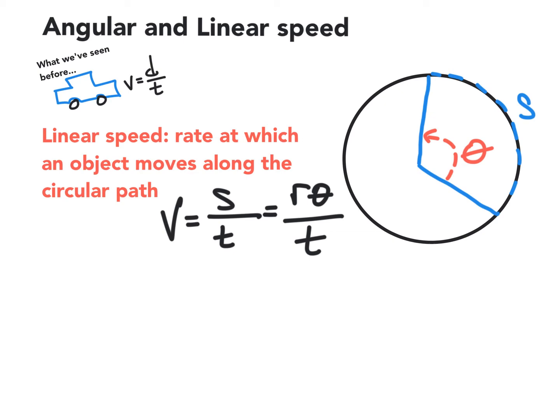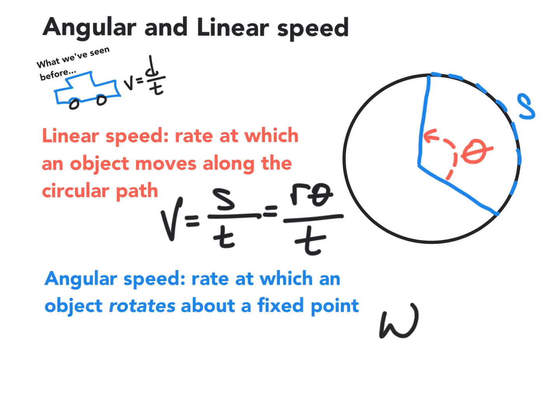On the other hand, the rate at which an object rotates about a fixed point is called its angular speed, and it's given by omega equals theta over t. So again, let's look at these. The linear speed is s over time, a distance around the circle over time. And omega is the change in the angle over time. So this very closely relates to velocity, which is just some distance over time.